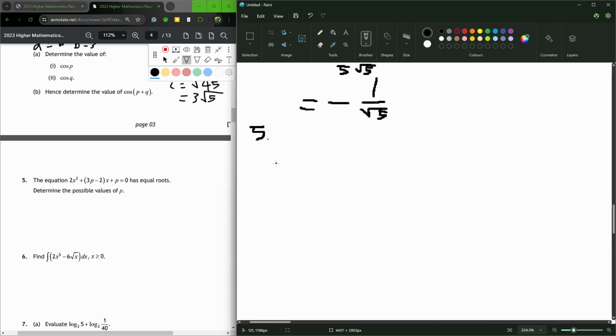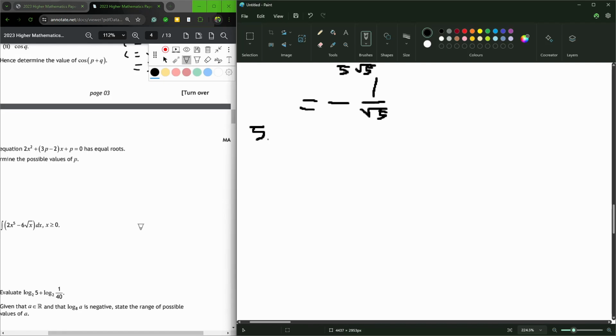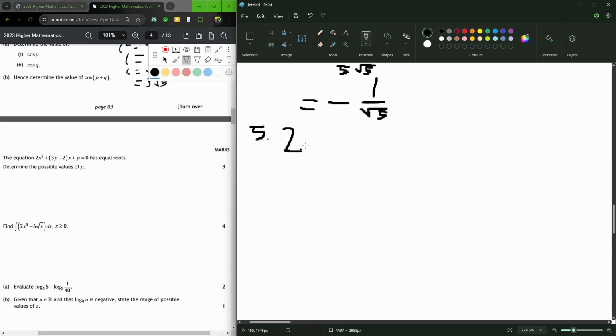The equation 2x squared plus (3p minus 2)x plus p equals 0 has equal roots. Determine the possible values of p. It's only 3 marks. I'm going to quickly write that out.